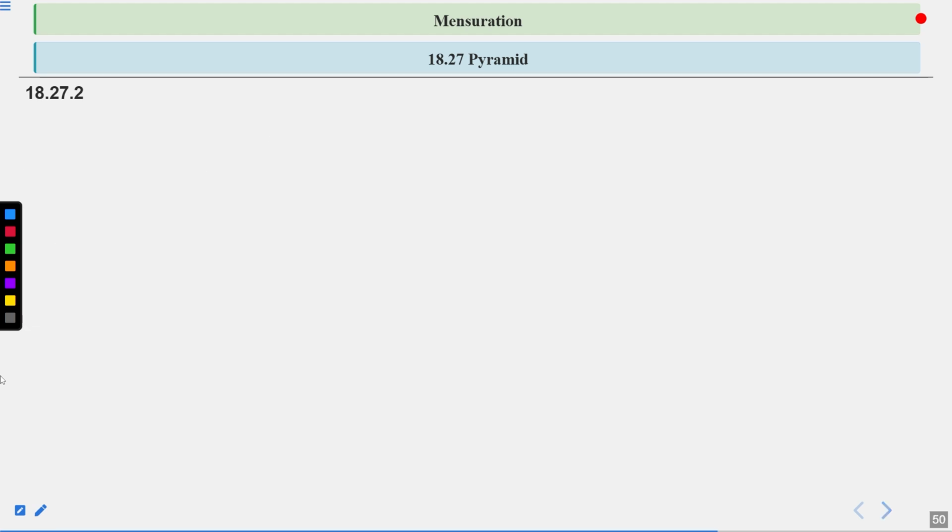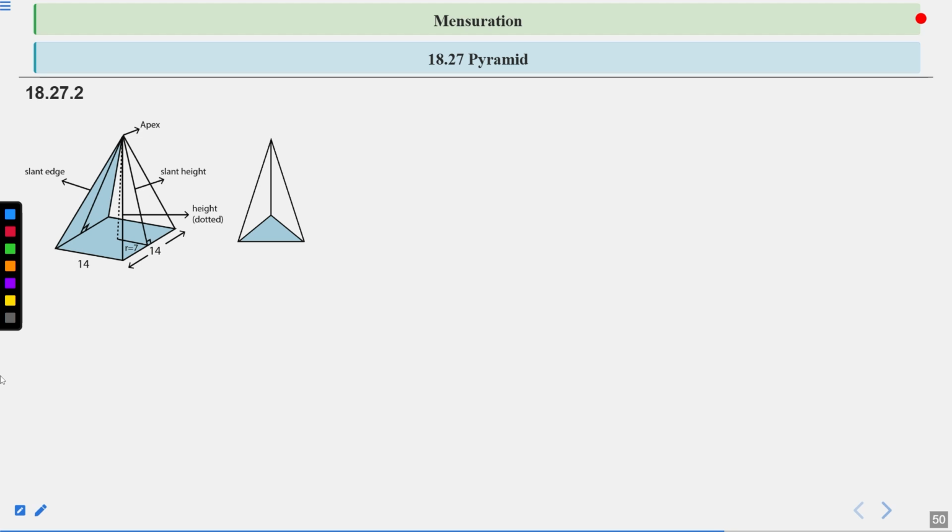Next formula related to the pyramid, 18.27.2. So this is the diagram. Now we can clearly see that there is a slant height, there is an apex, there are slant edges, and radius and height in the pyramid. So the total surface area will become the lateral surface area plus the base area. We add just the base area, then we get the total surface area.